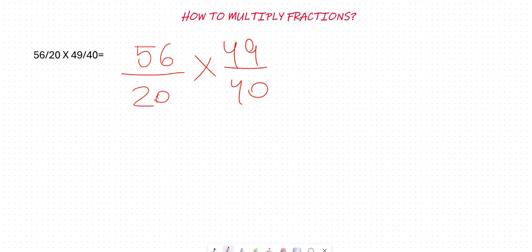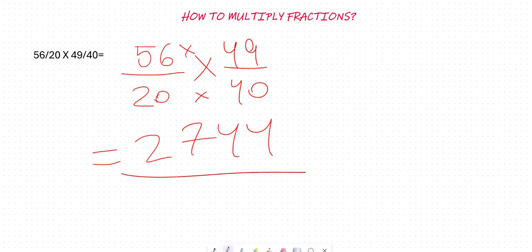So we don't need to make the denominator the same, and we can straight away multiply both of the fractions at the same time. So here we don't do 20 times 2 or something. What we do is 56 times 49 over 20 times 40. And here we can use our calculator. So just put in your calculator, 56 times 49 is 2744, divided by, now we do 20 times 40, which is 800.